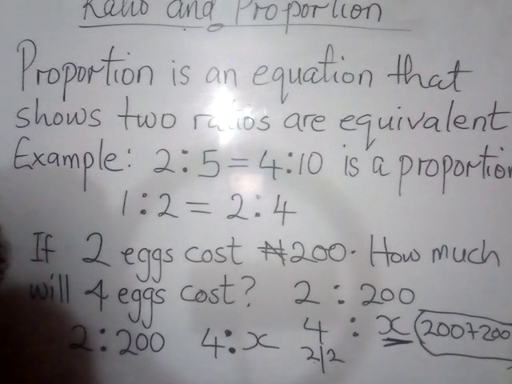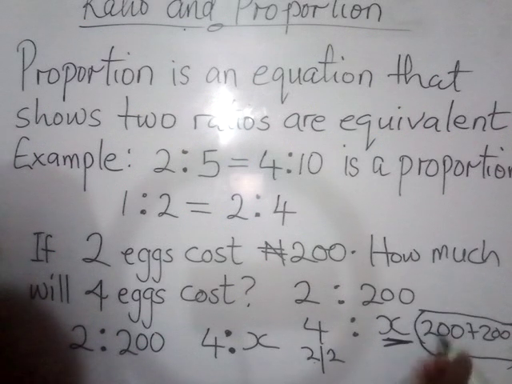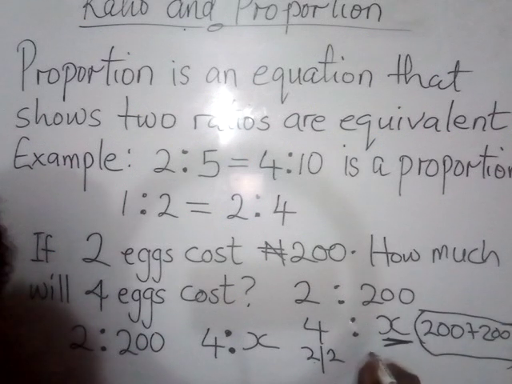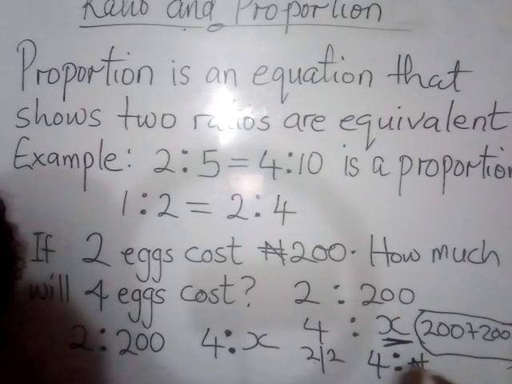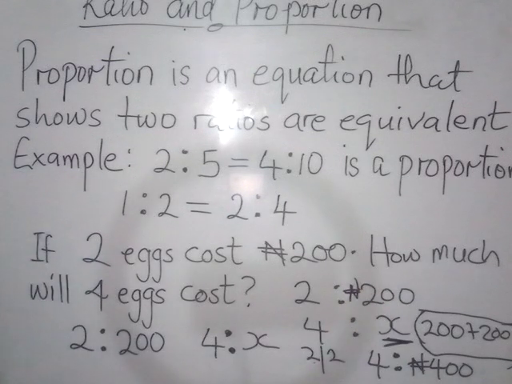Let me take it up a bit. Since 4 has two groups of 2 in it, right? And each 2 costs 200. So you have 200 plus the 200. That means 4 will cost what? 400 naira. I'm just introducing the naira now because I didn't want it to confuse us.